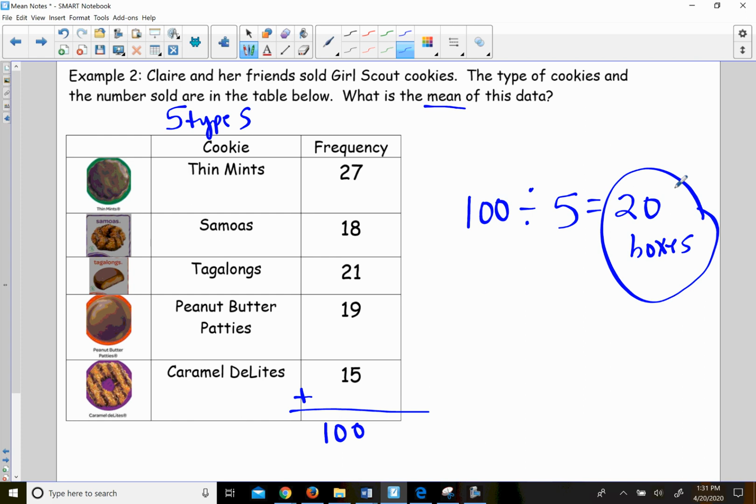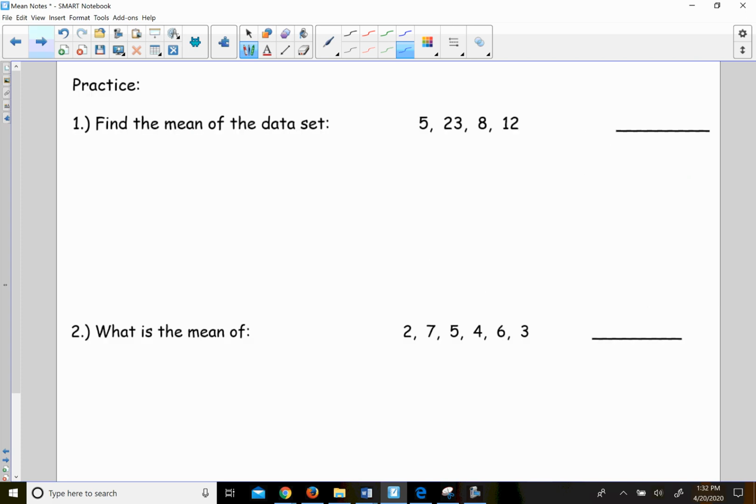Now, if you take your note sheet and turn it over, you have 4 practice questions. So I'm going to end this video and give you a chance to try those 4 questions. Then we'll go back through and go over them. So good luck. Make sure you show your work. I should be seeing the sum, and I should be seeing what you divided by before you put your answer on the line. Good luck.